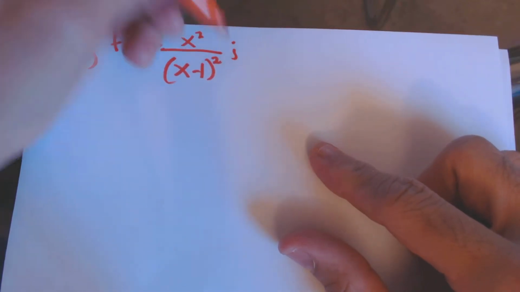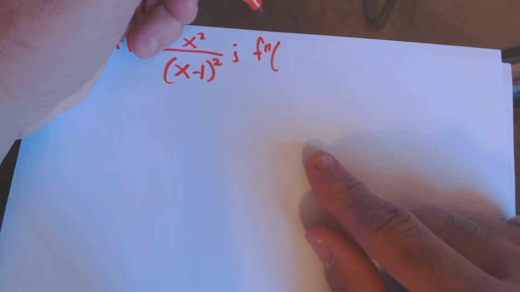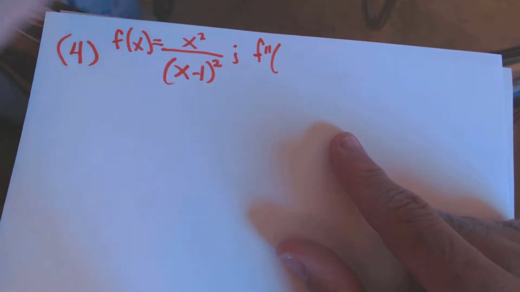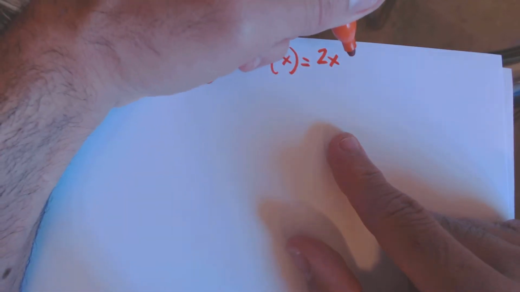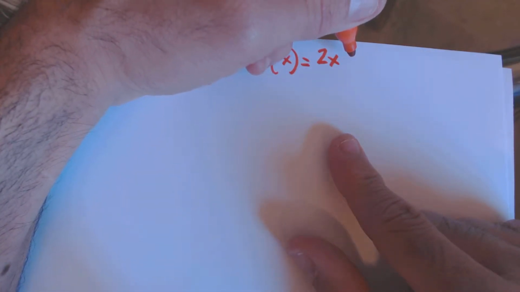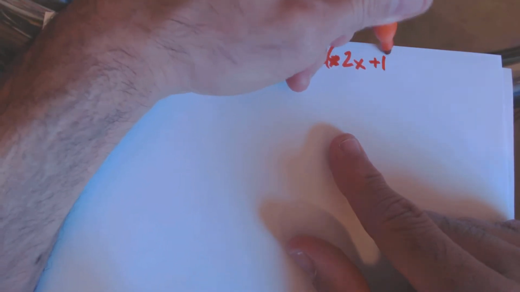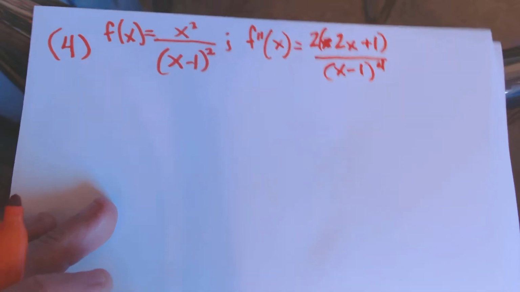And the second derivative is 2 times 2x plus 1, over (x minus 1) to the 4th power.